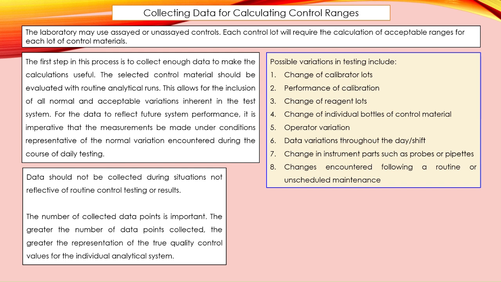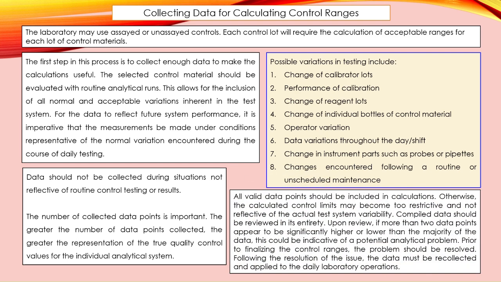The number of collected data points is important. The greater the number of data points collected, the greater the representation of the true quality control values for the individual analytical system. All valid data points should be included in calculations. Otherwise, the calculated control limits may become too restrictive and not reflective of the actual test system variability.